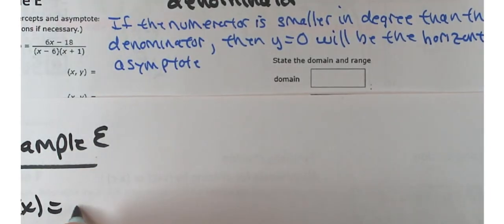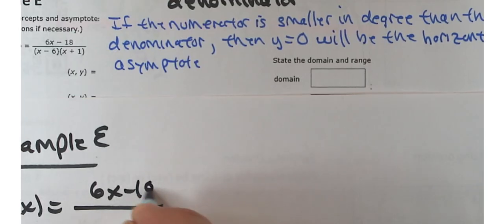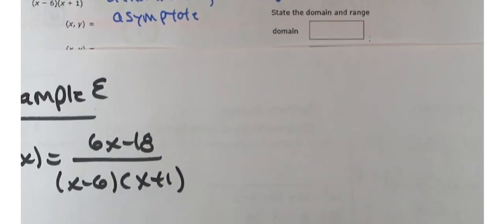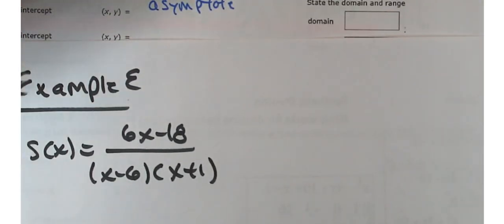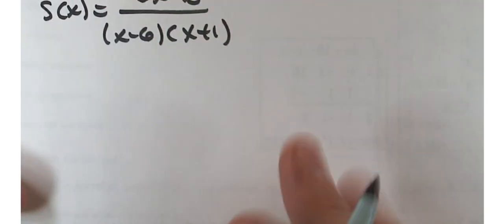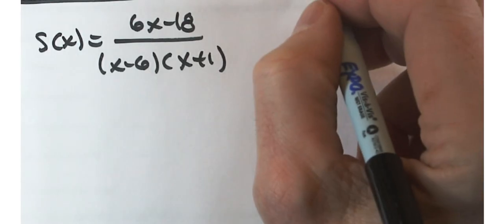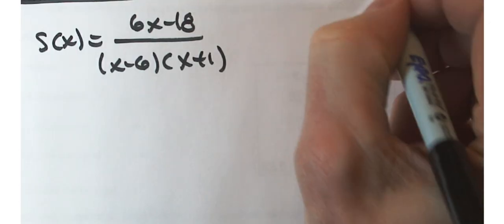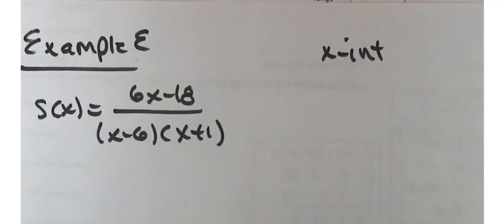S of x is (6x minus 18) over (x minus 6)(x plus 1). Okay, let's find a few things here, starting with our x-intercept. How do I find my x-intercept?